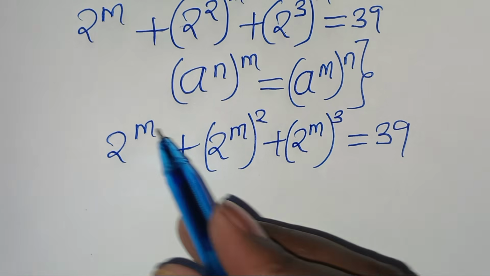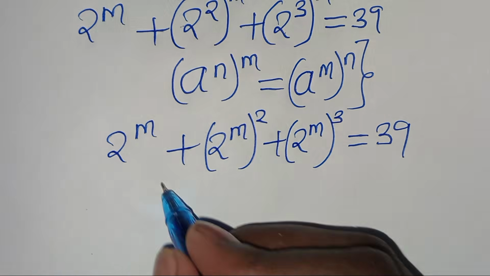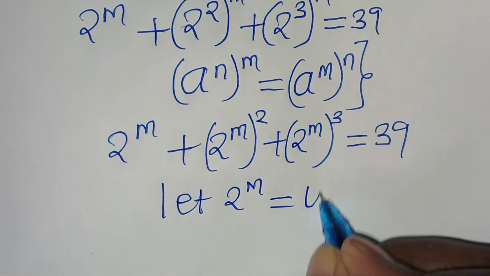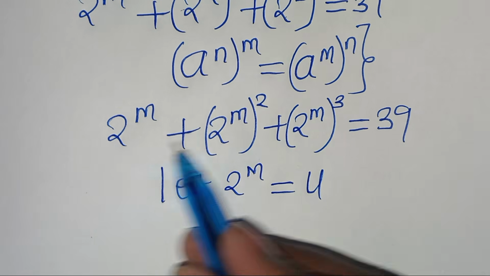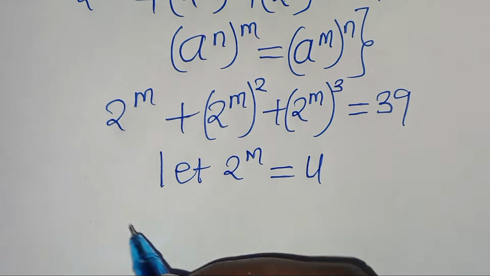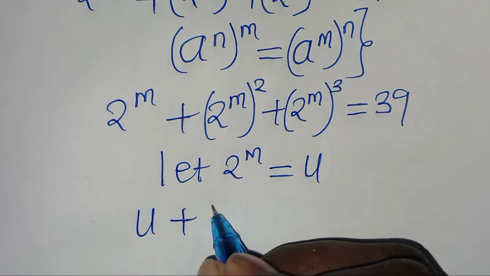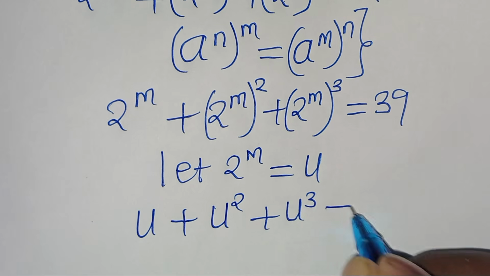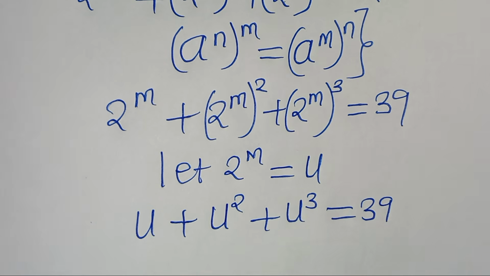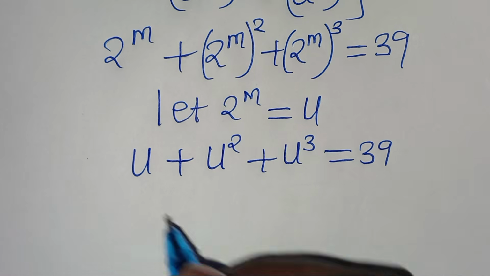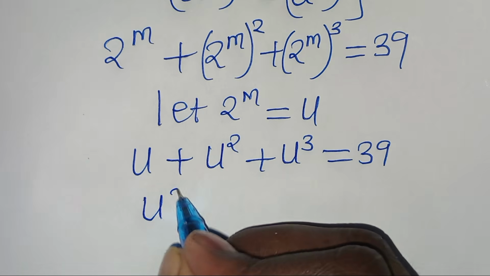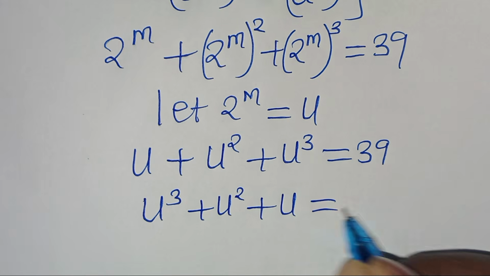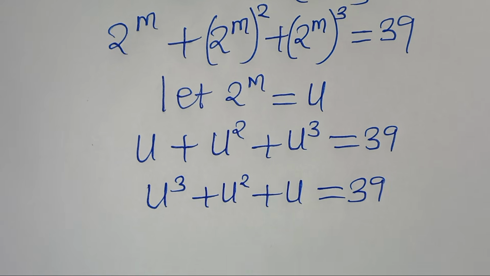Now we have 2 to the power of m is common here, so we can let 2 to the power of m be equal to u. So let's express this equation in terms of u, so that we have u plus u to the power of 2 plus u to the power of 3. This is equal to 39. Now, this means we have u to the power of 3 plus u to the power of 2 plus u. This is equal to 39.